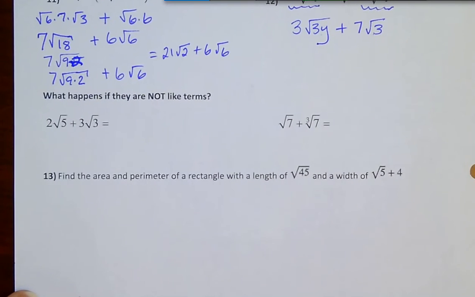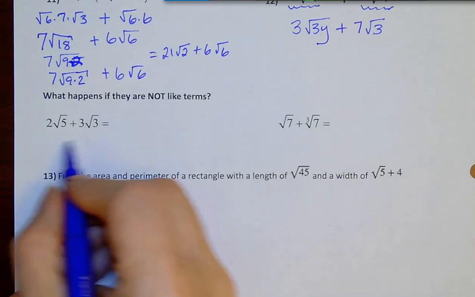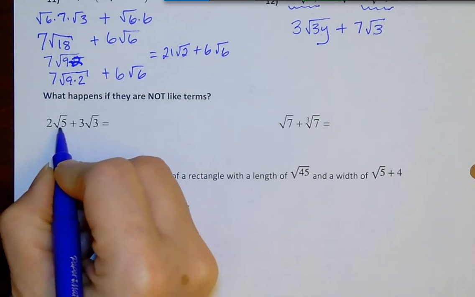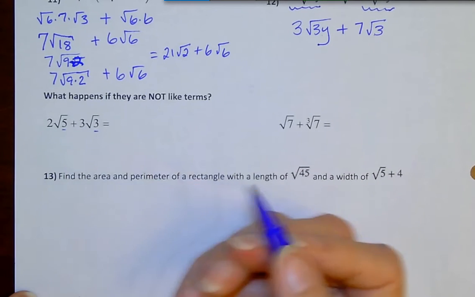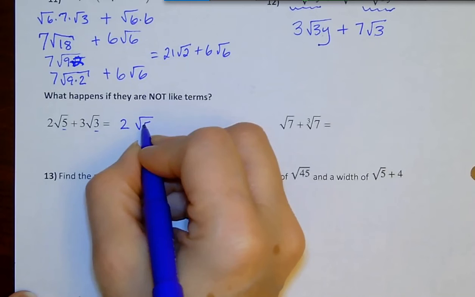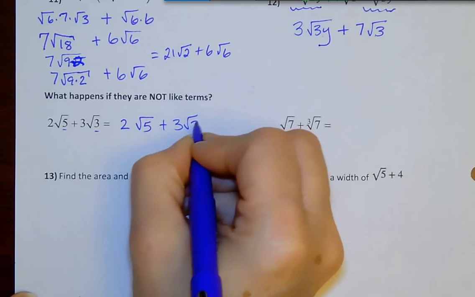Okay. 2 times the square root of 5 plus 3 times the square root of 3. What happens if they're not like terms? These are not like terms because I have a different radicand. I can't do anything. 2 times the square root of 5 plus 3 times the square root of 3. That's it.